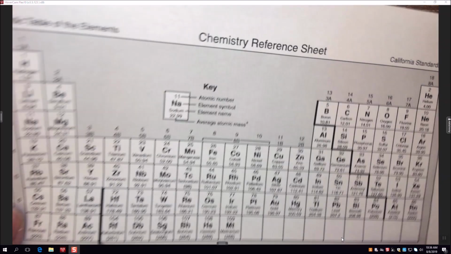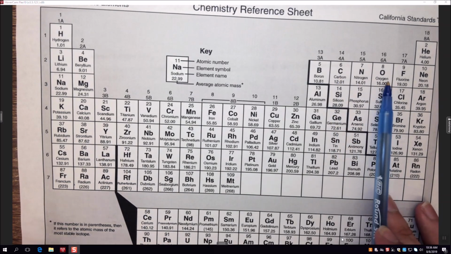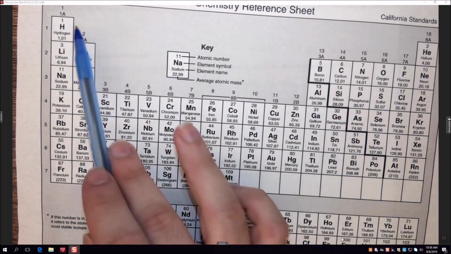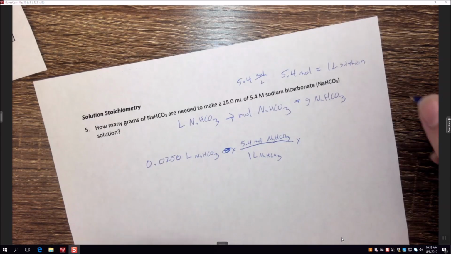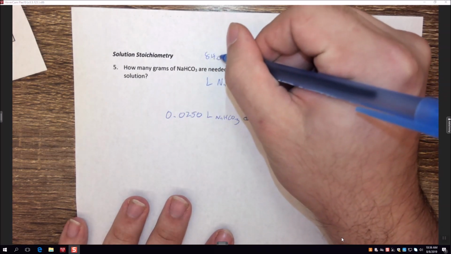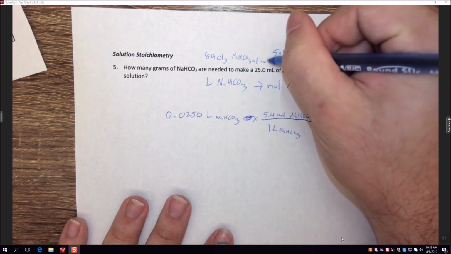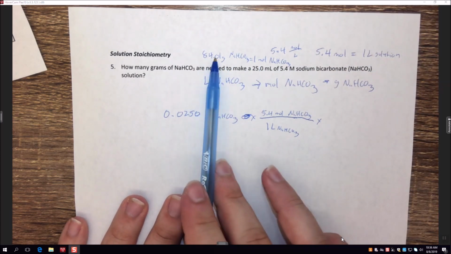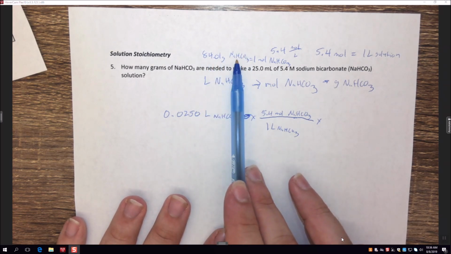So we need to go back to our periodic table and add up Na plus H plus C plus O3. So we need to multiply the 16 by 3, add 12.01, add 1.01, and add 22.99. When we do all of that, we find that the molar mass of NaHCO3 is 84.01 grams of NaHCO3 equal to 1 mole of NaHCO3. Sorry for it being a little crowded there, but 84.01 grams of sodium bicarbonate is equal to 1 mole.